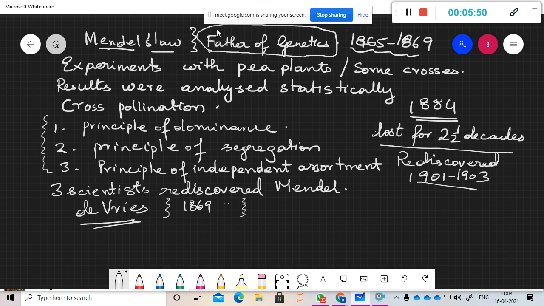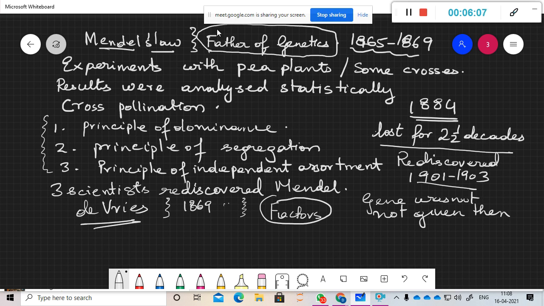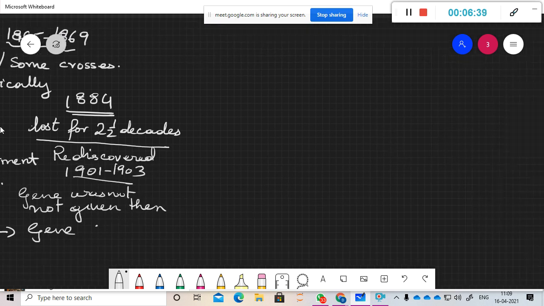During Mendel's time, you have to remember one thing. Mendel used the term factors, since the concept of gene was not given then. The term gene was introduced by Johannsen in 1909. Johannsen gave the term gene. Mendel used the term factors. So after keeping this in mind, let us go to the next part.